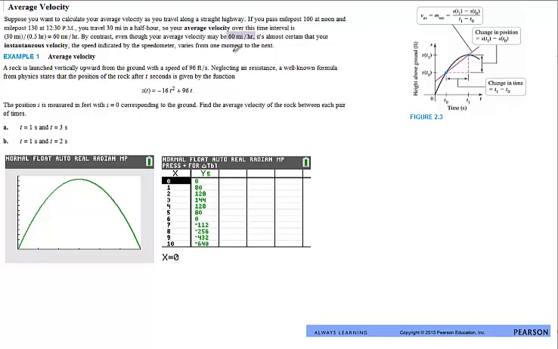Example 1 is about launching a rock upwards from the ground. And seeing as it's traveling at a speed of 96 feet per second, I probably didn't throw it. At least I didn't throw it anyway. Here's our formula for that rock.